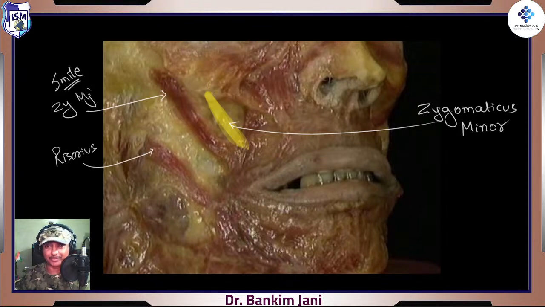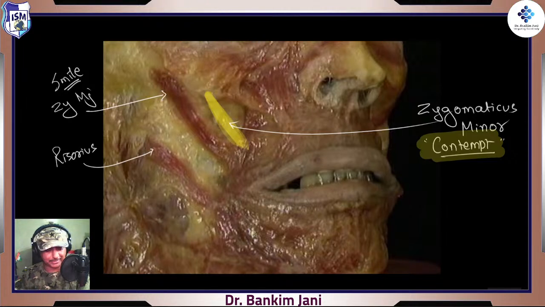Zygomaticus minor is for contempt, to insult someone, to make that person feel that he or she is worthless. Not a good muscle. So that's why God must have given a small muscle, minor. So that's the contempt. By the way, this was for grin, risorius.